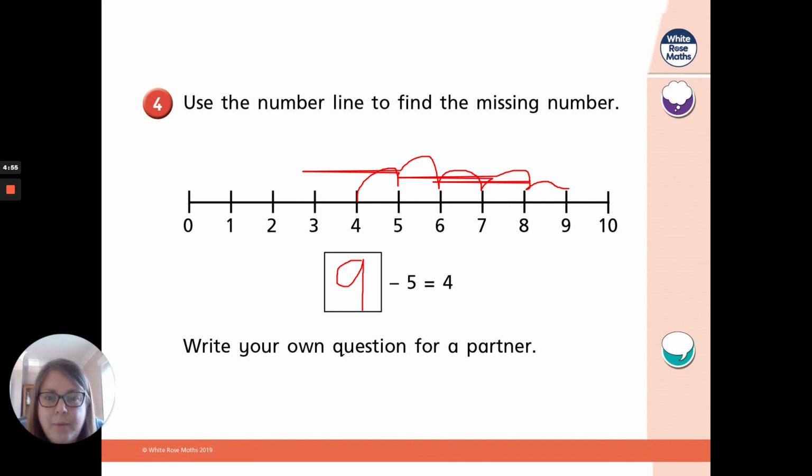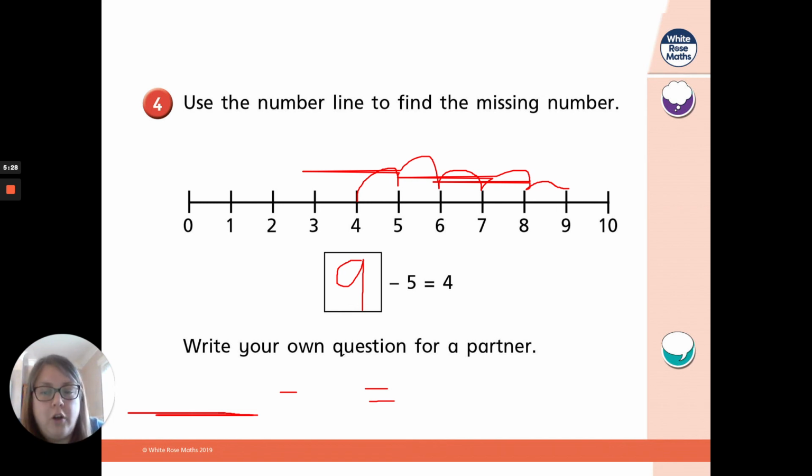Now what I want you to do is have a go at this. It is a little bit tricky, but I want to see if you can write your own question for a partner. So what you're going to do is leave that one blank. Then you're going to do take away. And then you're going to choose another number which is less than 5. And then equals. And then choose another number which is less than 5. Now your grown-ups might want to do one for you first. But then can you have a go at seeing if you can write one for your grown-up to then do?